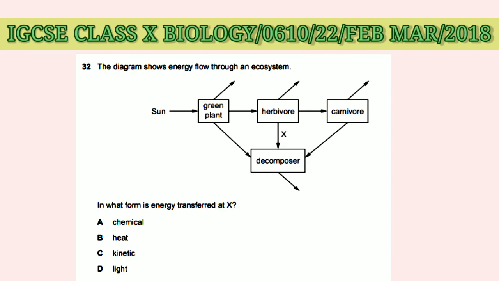Question 32. The diagram shows energy flow through an ecosystem. In what form is energy transferred at X? Sun provides light energy to green plants. Green plants provide chemical energy to herbivores. When herbivores die, decomposers will decompose their organic matter and the energy transformation at X will be in the form of chemical energy.